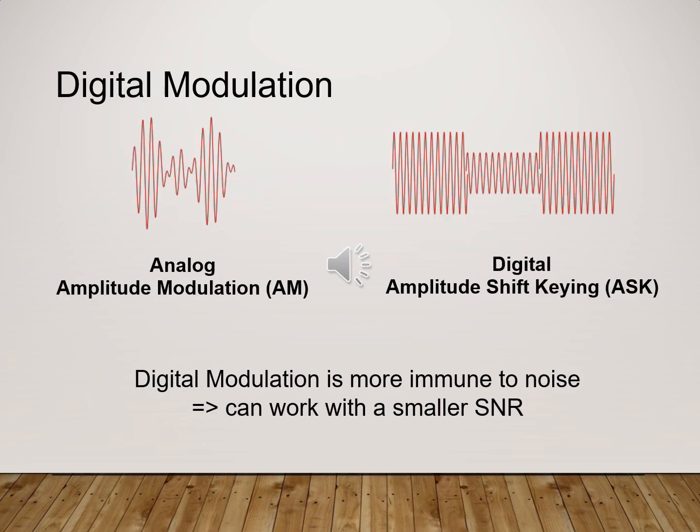Digital modulation is the same as analog modulation, but now we are dealing not with a continuous waveform but a discrete waveform. This slide represents two images. The first image is analog amplitude modulation. The second one is digital, which is amplitude shift keying. Digital modulation is more immune to noise because it can work with a smaller SNR, signal to noise ratio.